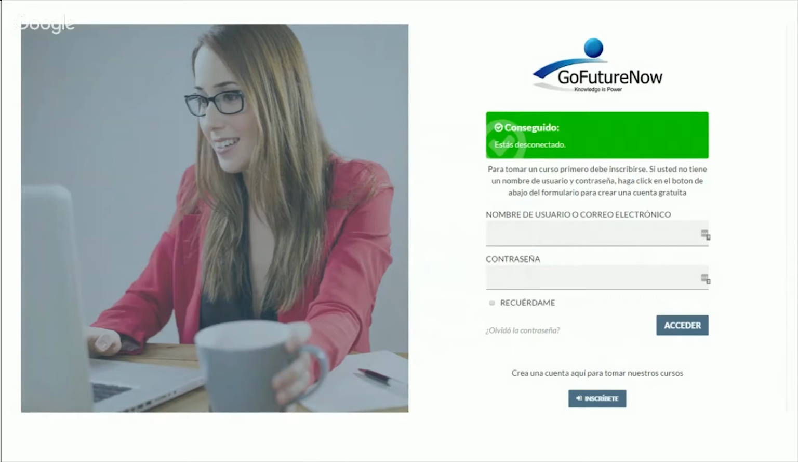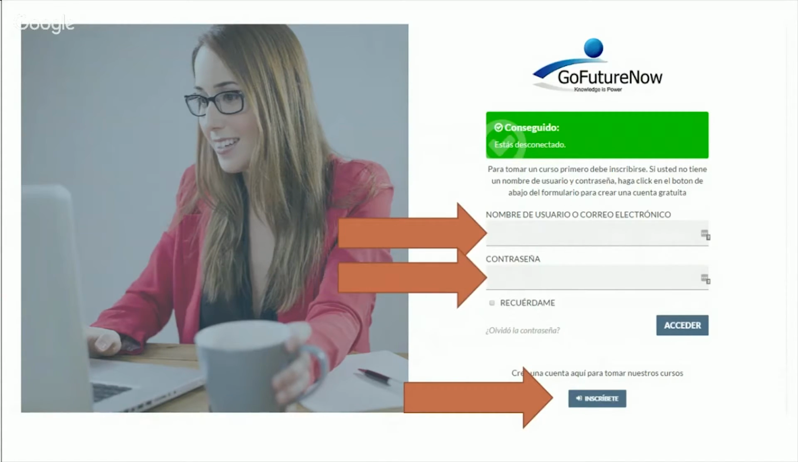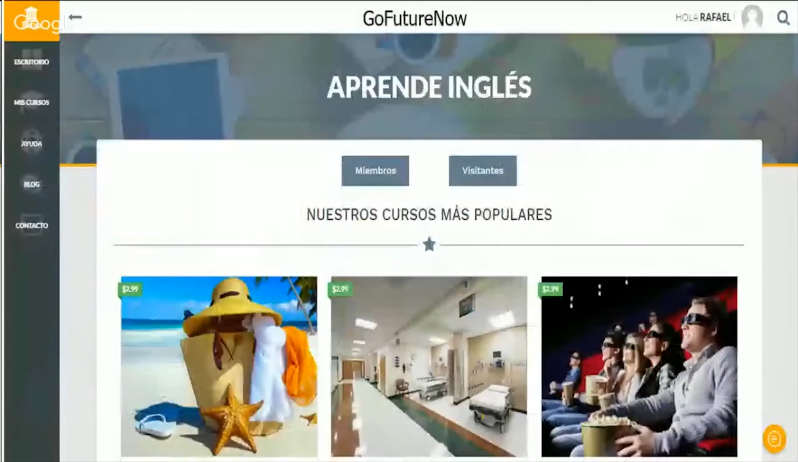The next thing I want you guys to do is go to the website and look at the resources that we have there. At the bottom, you're going to see a button that says Inscríbete. There you can put all your information so you can sign up to be part of the website. After you do that, you can put your name and your password, su nombre y contraseña, on the top, and you'll be able to go into the website.